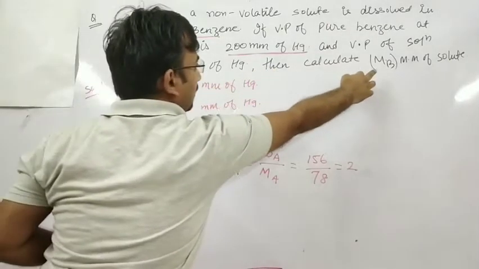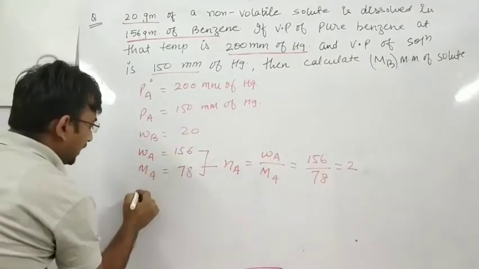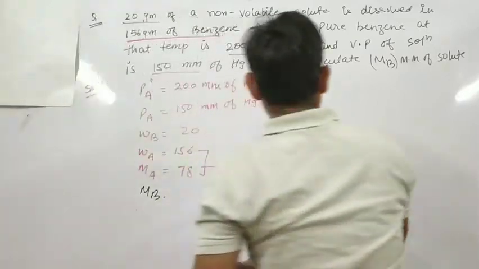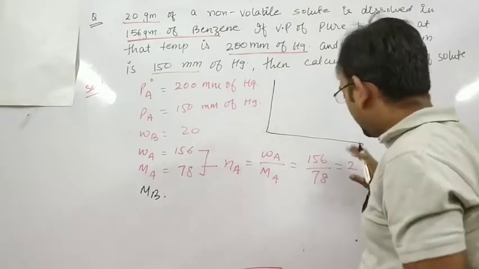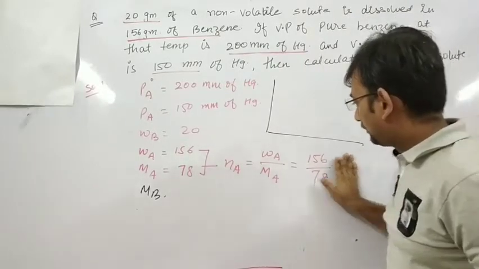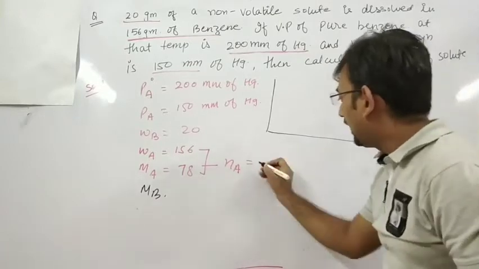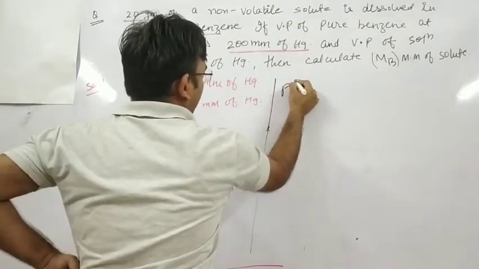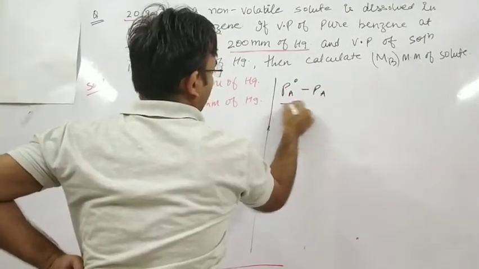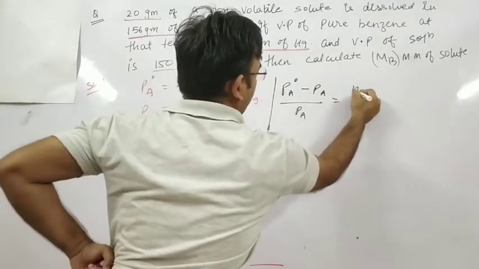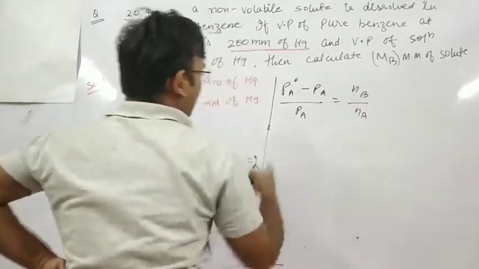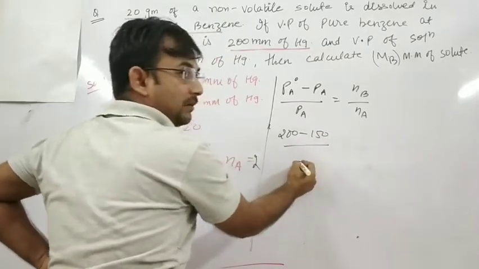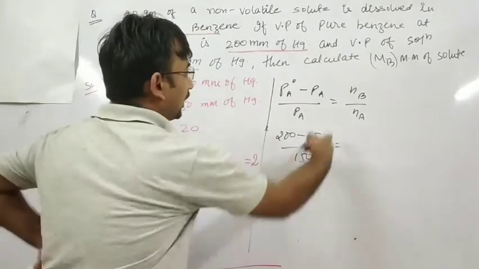Now we have to calculate the molecular mass of the solute. That means from this data we have to calculate MB. This is unknown. Now which formula can we apply? NA, directly I am writing here, NA is equal to 2. Now see, we can apply this formula: (P0A minus PA) divided by PA is equal to NB by NA. P0A value we all know, it is given: (200 minus 150) divided by 150.